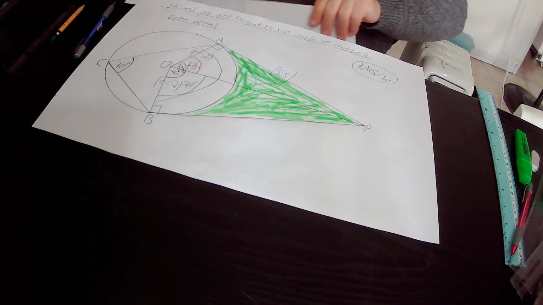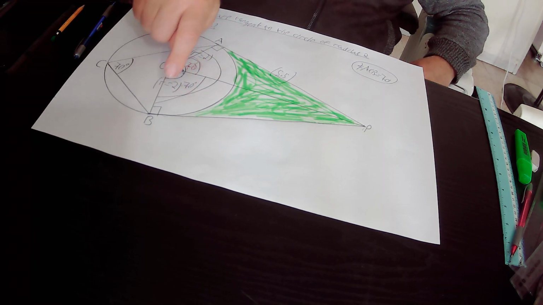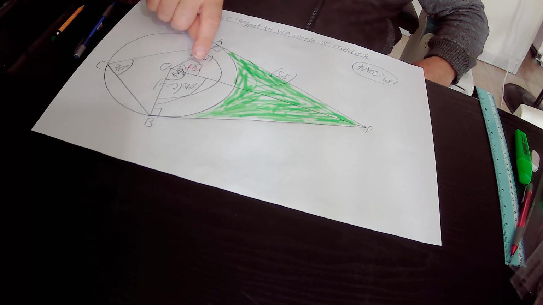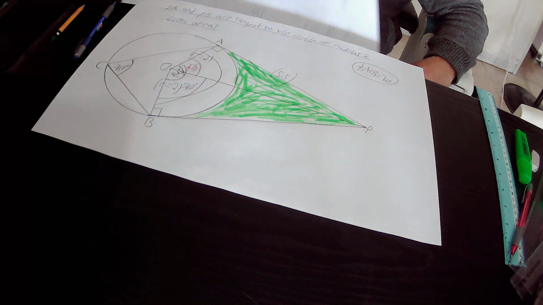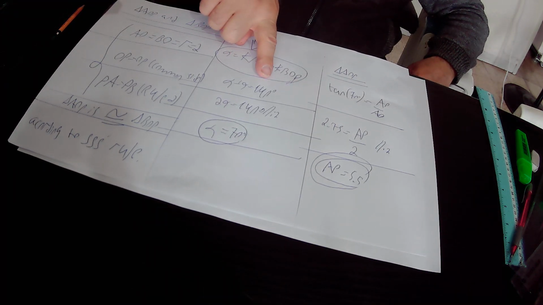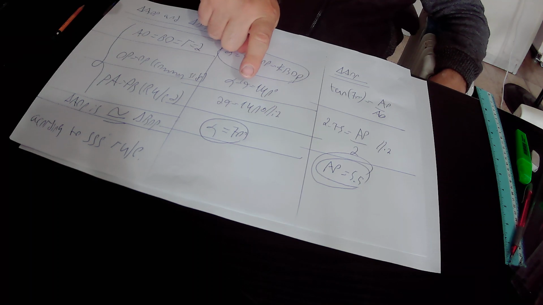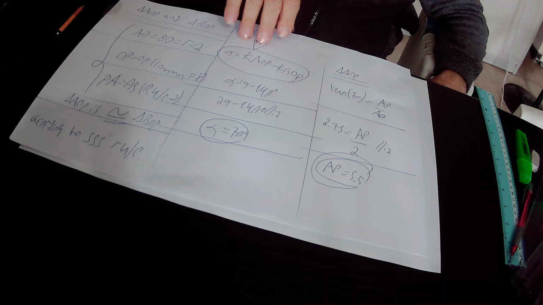So alpha plus alpha equals this big angle. And we already found out that this big angle equals 140 degrees. In conclusion, alpha plus alpha equals 140 degrees, that is to say 2 alpha equals 140 degrees. We divide the equation by 2, and finally we find that the missing angle alpha equals 140 degrees over 2, that is 70 degrees.